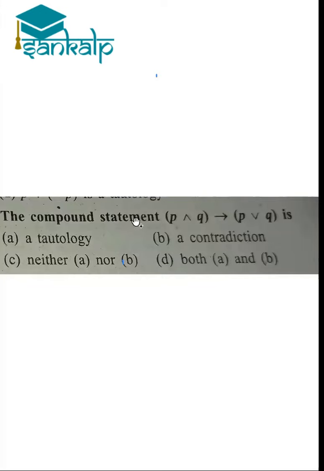Next question. The compound statement P and Q implies P or Q is. Okay, so we will check it using the truth table. So using the truth table, we can write the values of P and Q. So see the truth values of P and Q: T, T, F, F, and T, F, T, F.